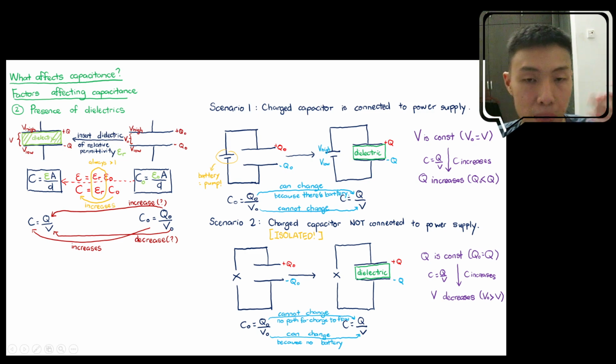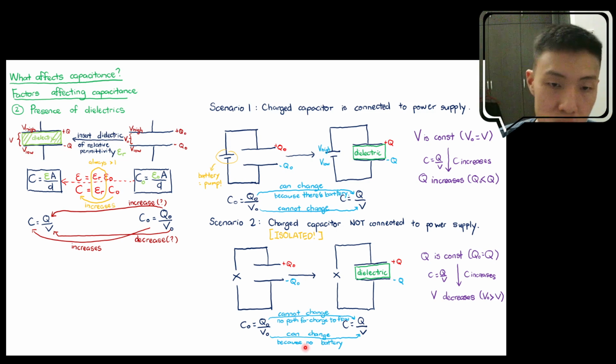Okay, so when the capacitor is isolated, that means it's not connected to a power supply. Then we know that if we insert a dielectric, what will change is the voltage. Okay, so now let's talk about why the voltage will change and how it will change.